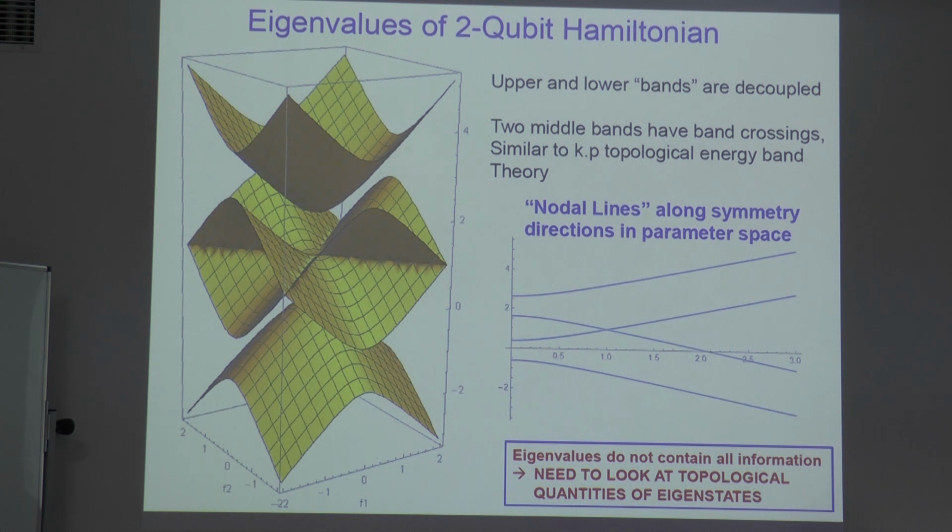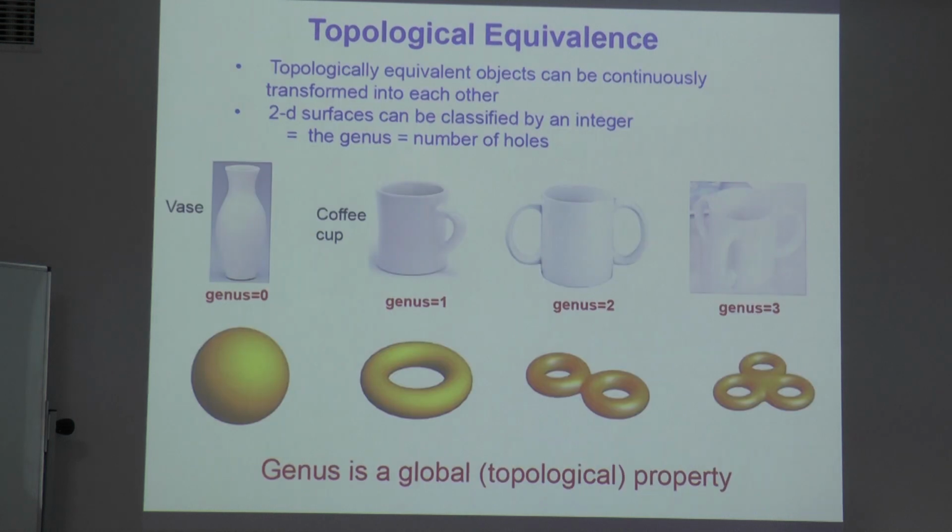But the eigenvalues don't contain all the information. You really need to look at the eigenstates. So you need to invoke some kind of topological ideas. And the most basic idea is topological equivalence, that two objects are topologically equivalent when they can be continuously deformed or transformed one into the other.